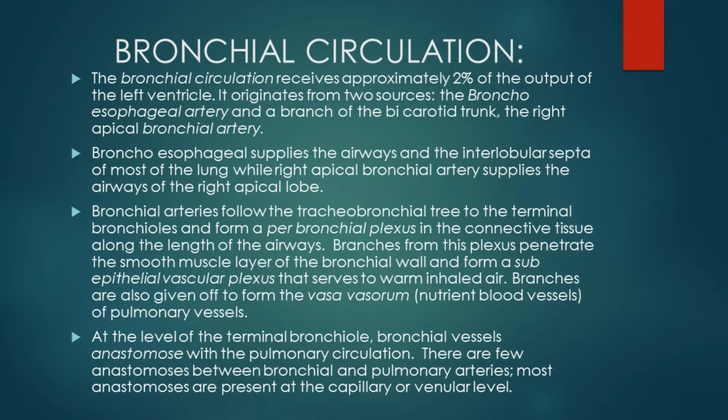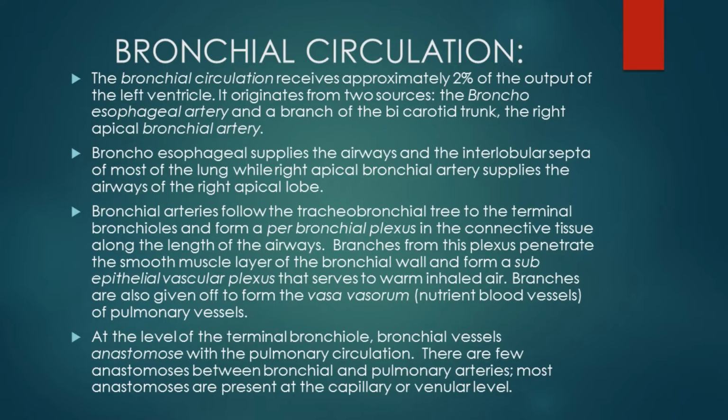Bronchial circulation originates from two sources. One is the bronchoesophageal artery and the other is the right apical bronchial artery. And this right apical bronchial artery is a branch of the bicarotid trunk. Bronchoesophageal artery supplies the airways and interlobular septa of most of the lungs, while the right apical bronchial artery supplies the airways of the right apical lobe.